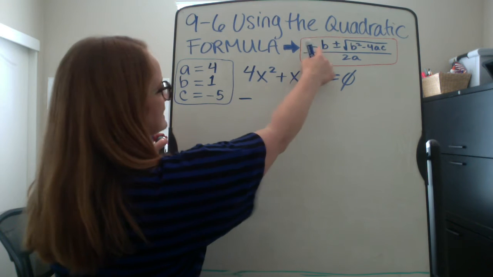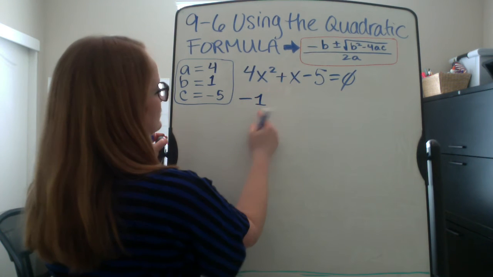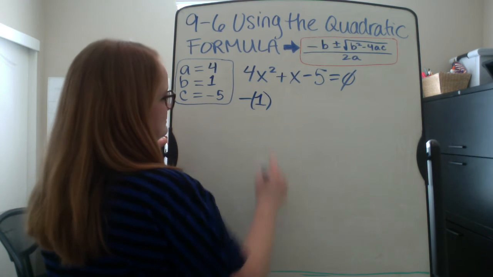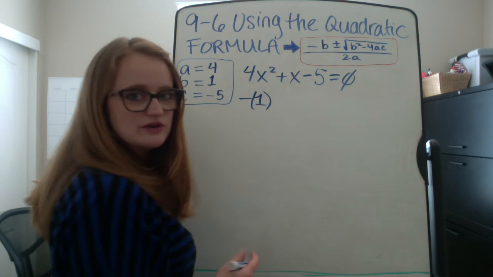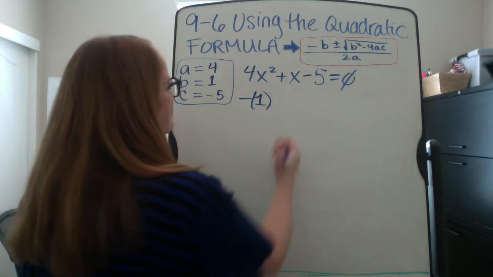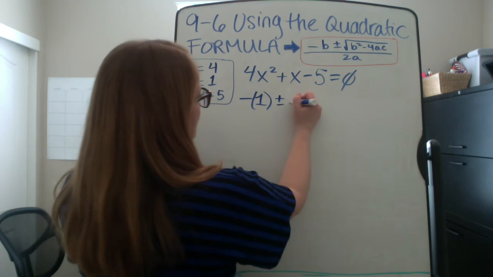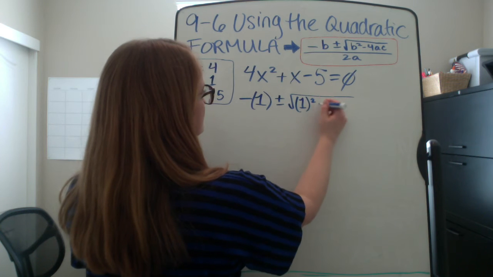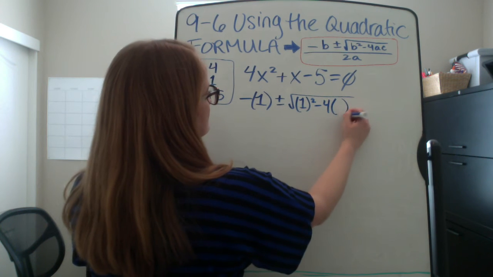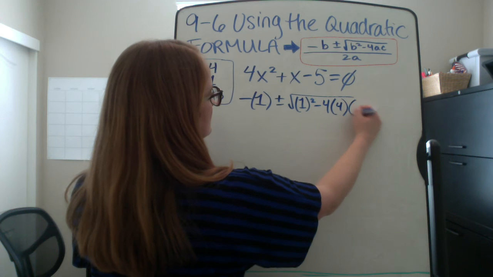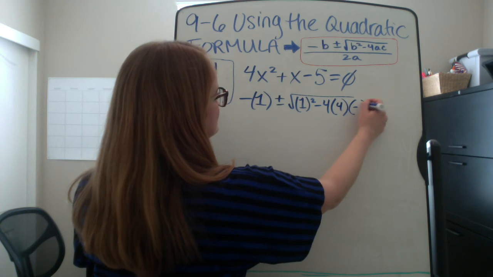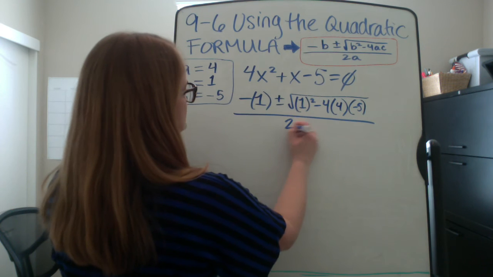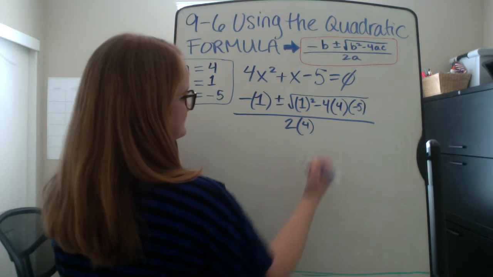Instead of -B, I'm going to write -1 because B is -1. I would also recommend putting your values in parentheses so that you don't get negatives and positives mixed up. That'll be helpful to you. Then the big square root: B again is 1, squared, minus 4 times A, which is 4, times C, which is -5, and then all over 2 times A, which is 4.